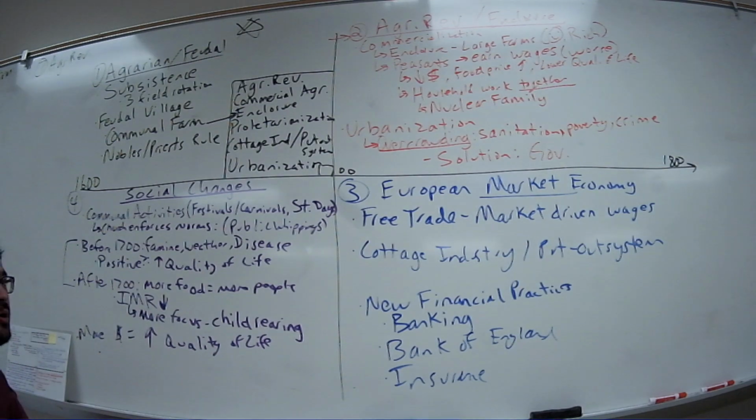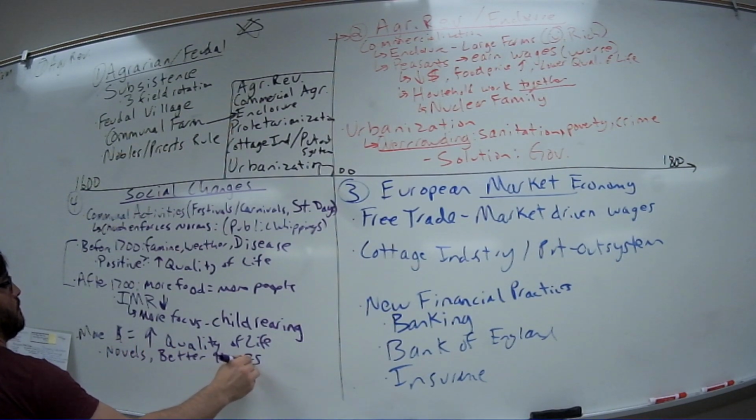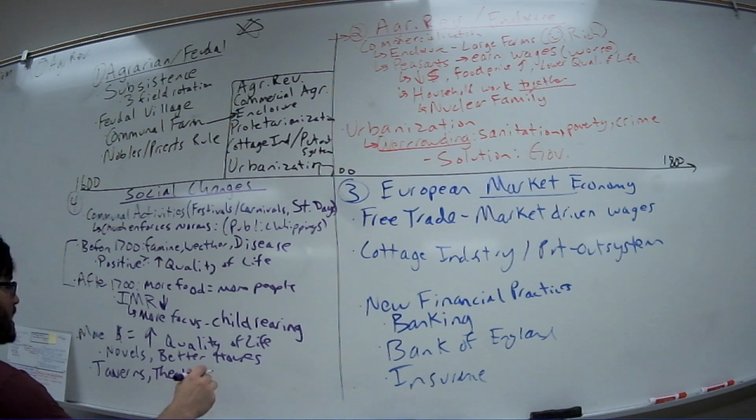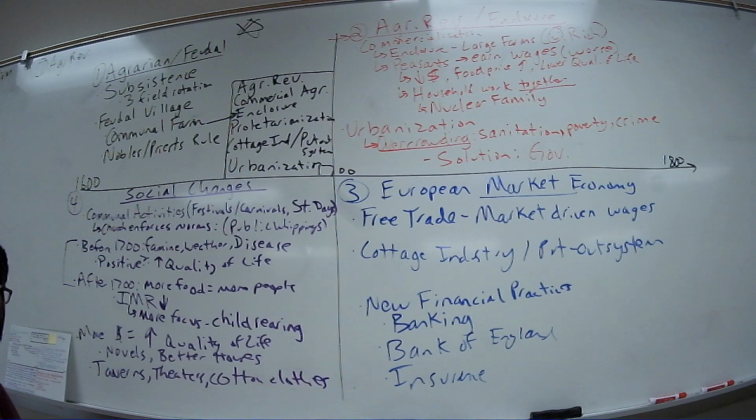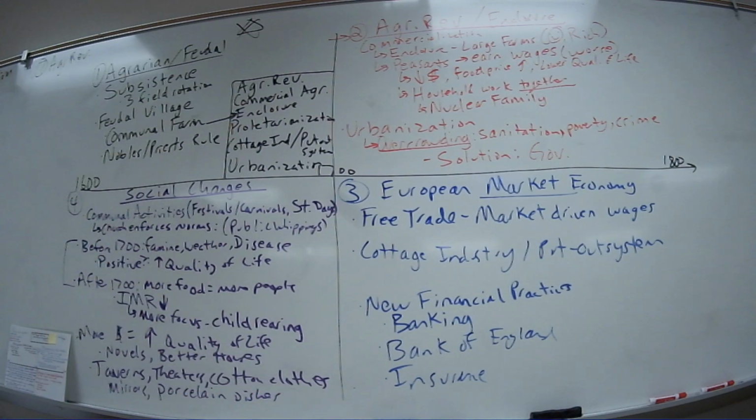What is proof of the higher quality of life? Let me just tell you, because you're already thinking it. Novels? Better houses? That makes sense. What else is on the key concept list? Oh, these two make sense. More taverns and theaters. What else? Cotton clothes. And what's the last one? Or mirrors. And what's the last one? If you get it right, we can be done. What'd you say, Lee? That's right. Porcelain dishes. All signs that the quality of life is better, according to the College Board.